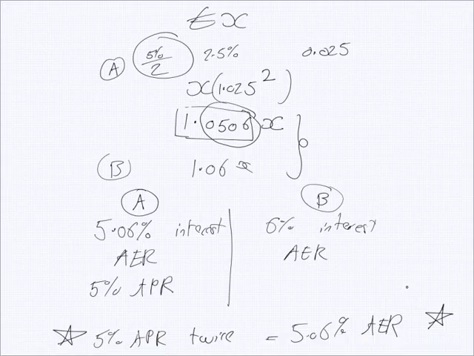I know this is difficult because I think it's new for everybody. APR, AER. It's new. So we'll do another example, okay? Oh yeah, what about B? So B is 6% interest APR and it's also 6% AER. So in other words, the only time APR and AER are the same is when it's paid once a year. That's the only time they're the same.